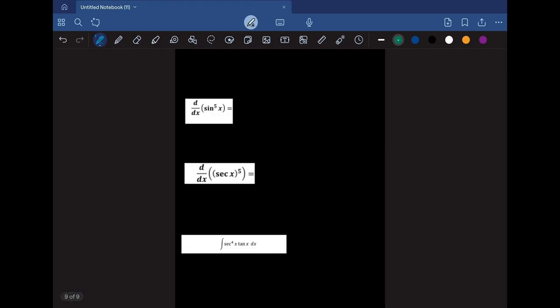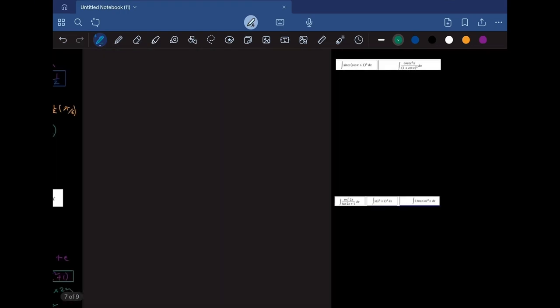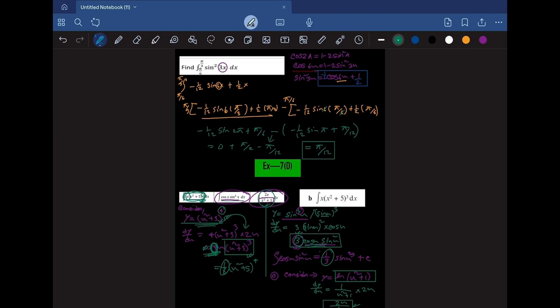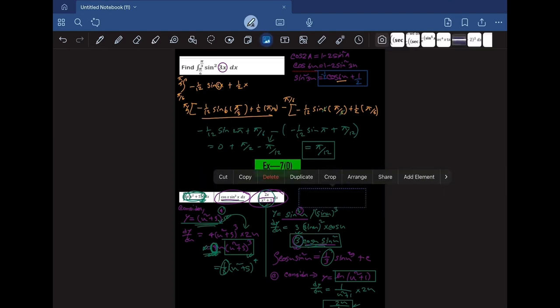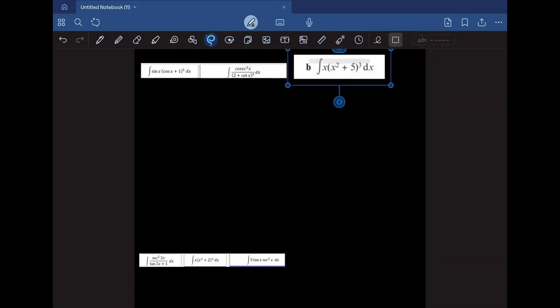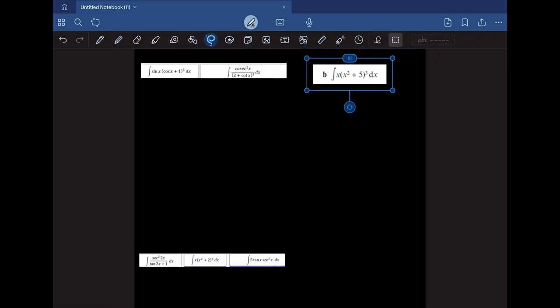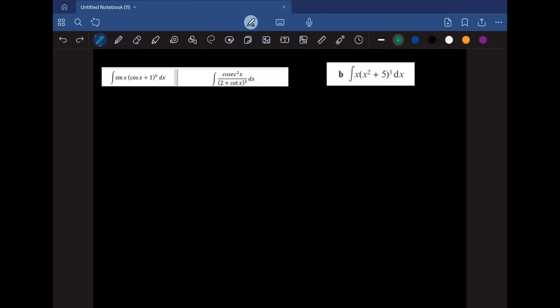Now let's do this couple of maths together. The next math will be this one. Okay, we will do this math. Let's do it right here. Right, so now let's solve this one.